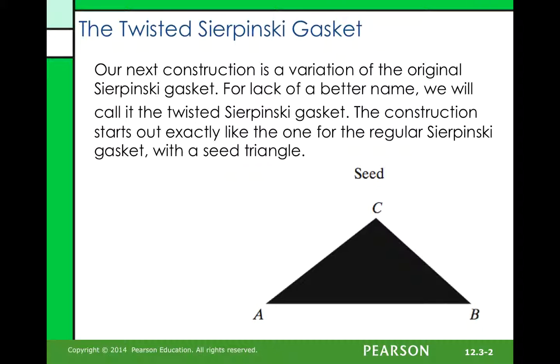So our construction is a variation of the original Sierpinski gasket, unsurprisingly. For lack of a better name, we use the word twisted, so this will be a twisted Sierpinski gasket. And the construction starts out just like we did last time. You start with a seed triangle with three vertices A, B, C.